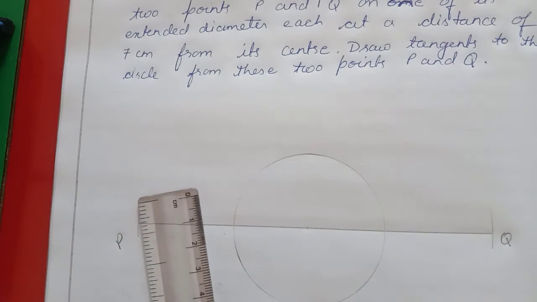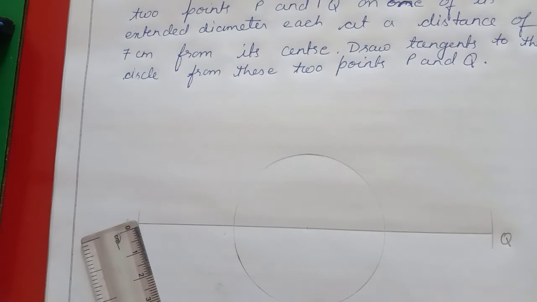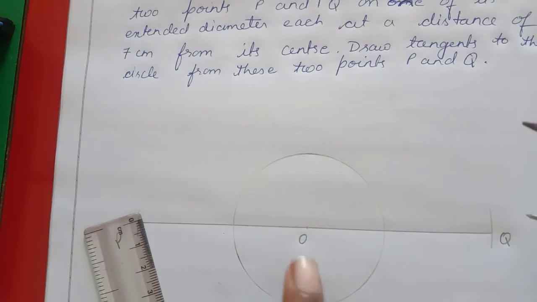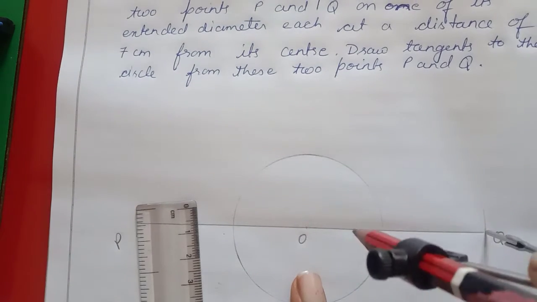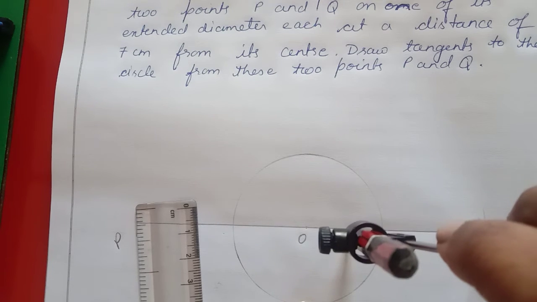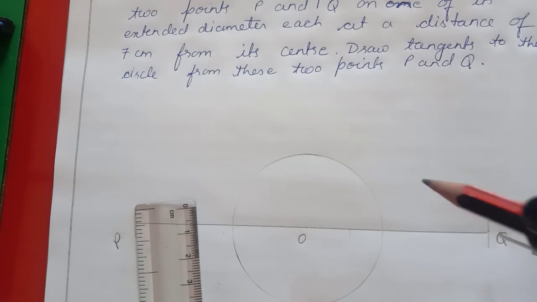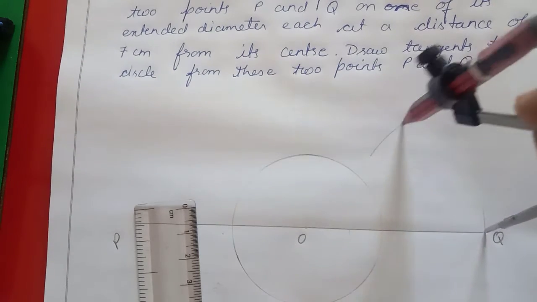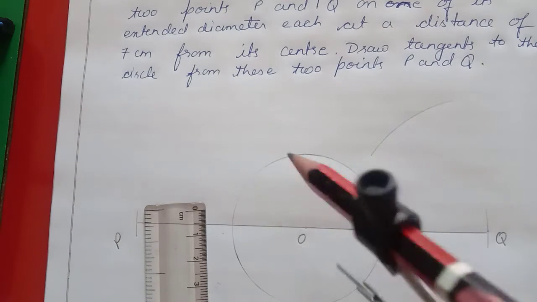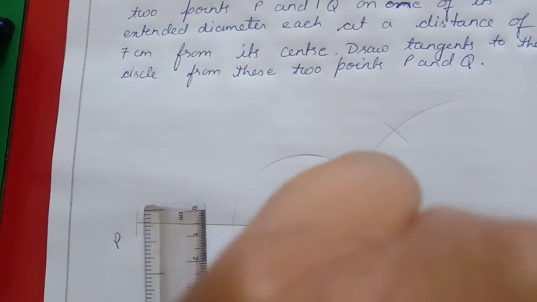So the steps are same as we have done in the question number 1. First of all, mark this center as O. Now we will draw the perpendicular bisector of OQ by taking more than half of the length of this OQ. So you can see that I have taken more than half of this length OQ. Now draw 2 arcs up and down of OQ from point Q, and thus from point Q again we will do the same method.